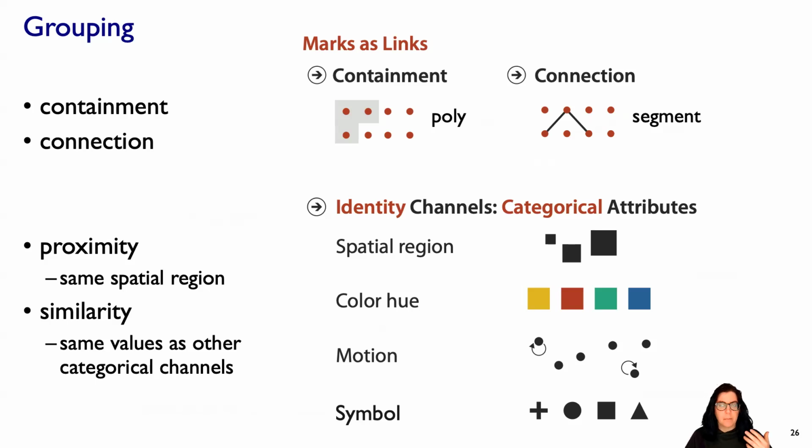One is proximity, that is similar spatial region. If you're in the same spatial region, you perceive that as being highly connected. And also any of the other categorical channels, if you just have the same value, like everything of the same color, or everything moving around in the same way, or everything shown with the same signal, those also convey fundamental information about grouping to the perceptual system.